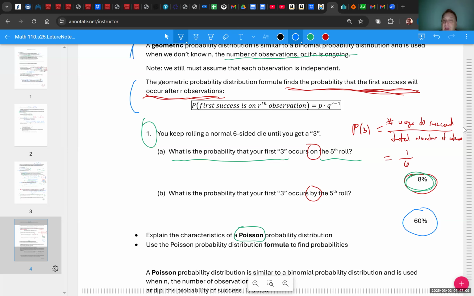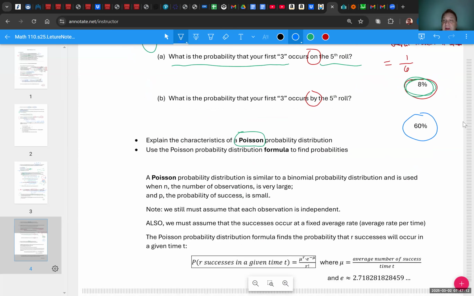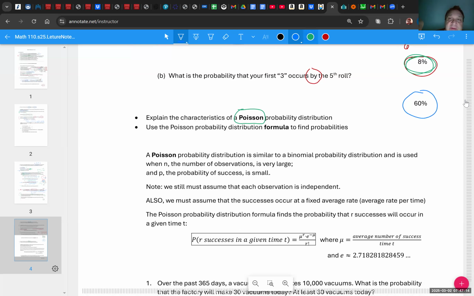Last one is the Poisson probability distribution, another one of these distributions. What are the characteristics of a Poisson probability distribution? Well, it's also similar to a binomial probability distribution. It's used when the n is very large and the p, the probability of success, is small. So generally, to get accurate results, we need a large number of observations and the probability of success, the p, being small. And don't get too wrapped up into what very large and small is.